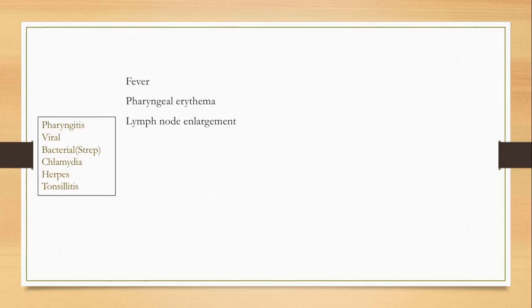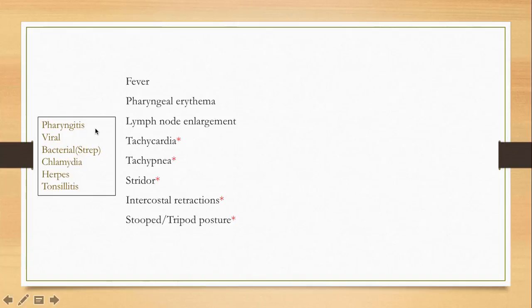So what are some of the signs or physical exam findings? Of course, like I said, pharyngeal erythema, lymph node enlargement, usually bacterial, and then with red flag diagnoses, you can see some alarming signs. You can see patients usually are tachycardic, tachypneic, so parents say that the child has been breathing very fast. They have stridor. If the upper respiratory airway is involved, they can have intercostal retractions because now they are struggling to breathe, and they can have tripod posture.